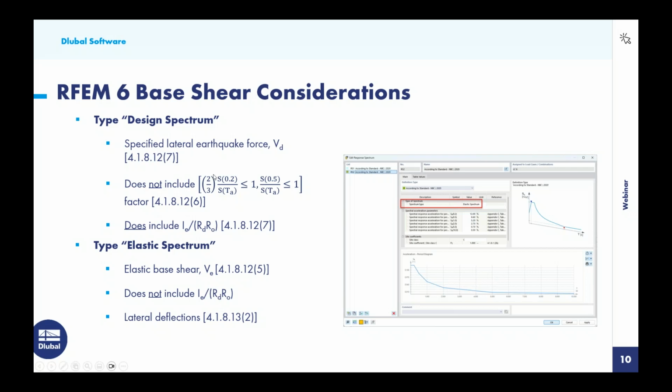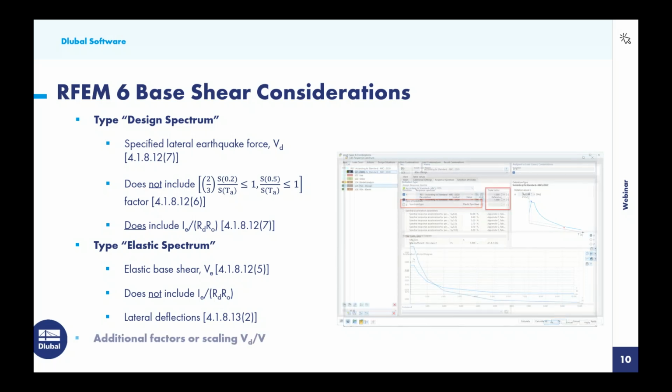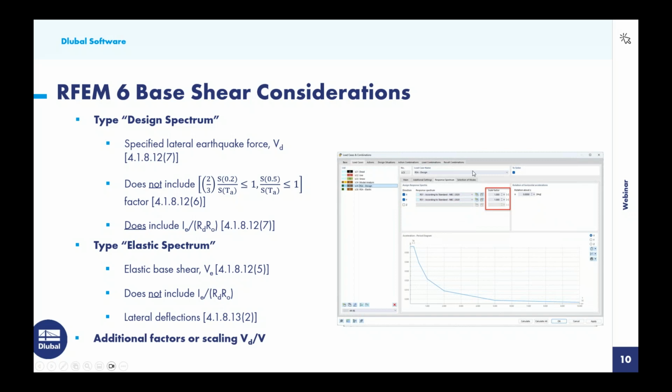Now the question might be, well, what if I would like to include this factor in my design spectrum? Or on the previous slide, what if I need to scale up my base shear? How can I consider that with the RFEM options? And if you remember, I briefly touched on the scale factor that is available here. By default, the program has set this to 1.0, but we can adjust this if we would like to consider this additional factor for the design spectrum, or if we needed to scale up the story shear force or the base shear force.